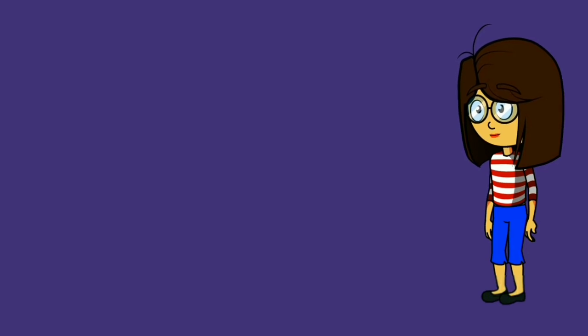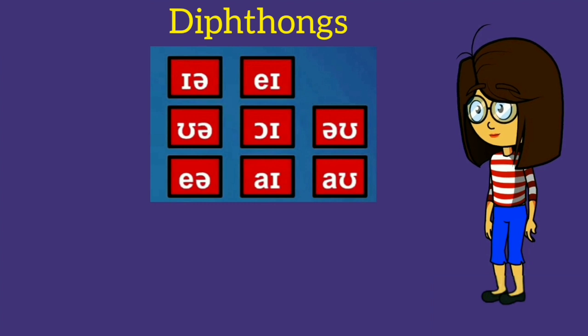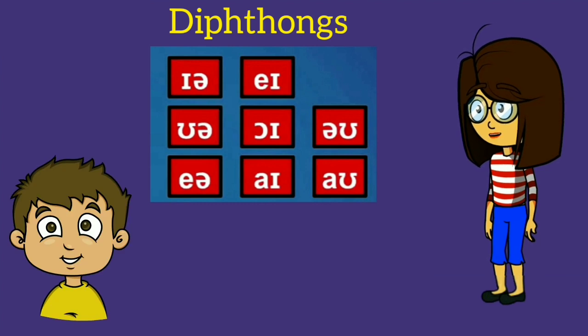Next, let us learn the symbols of 8 diphthongs, that is, the combination of 2 vowel sounds. Consider a curious boy named David.